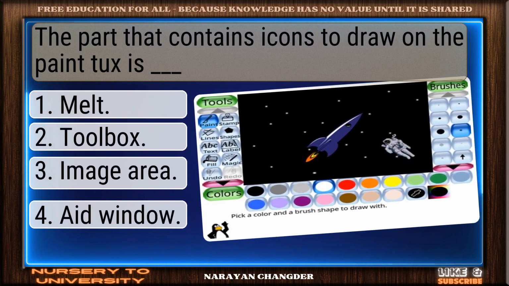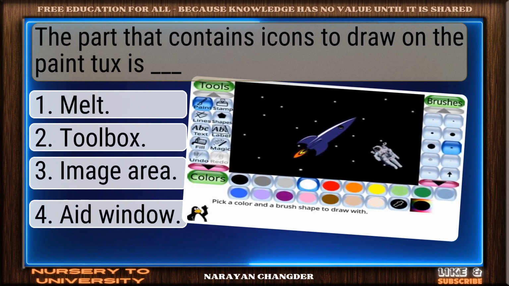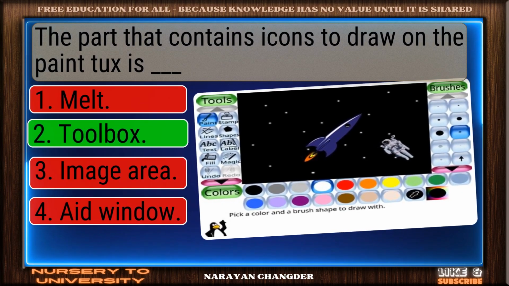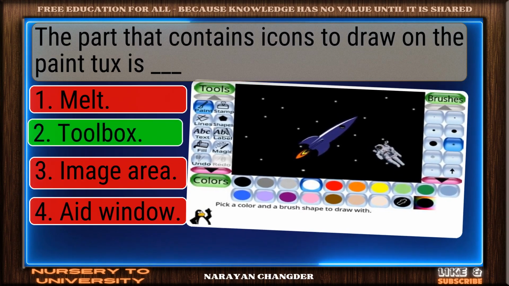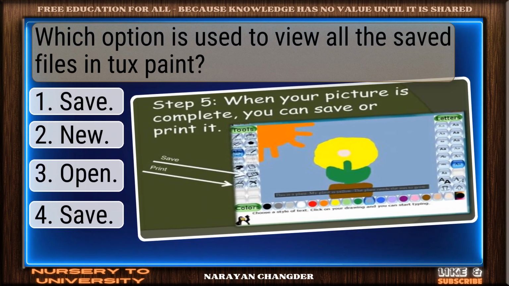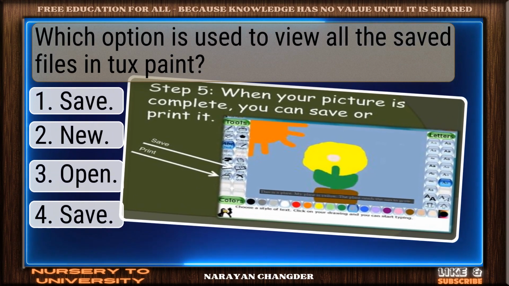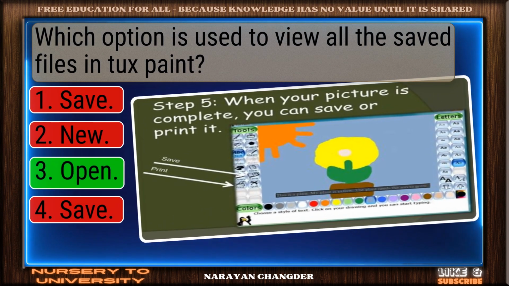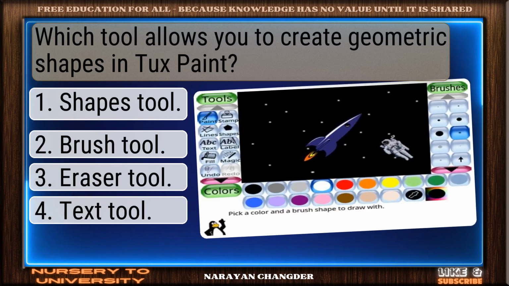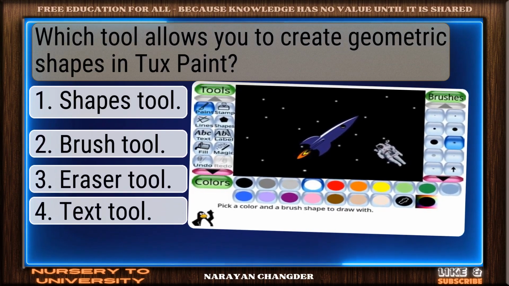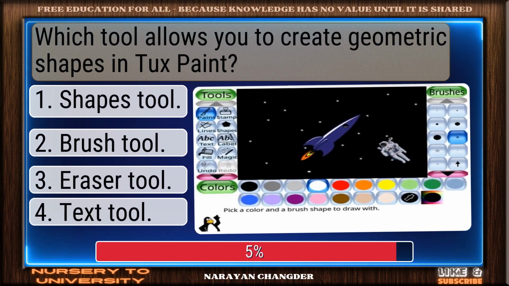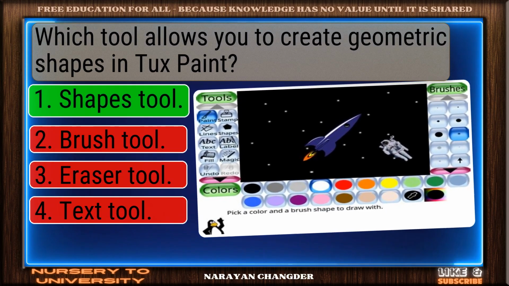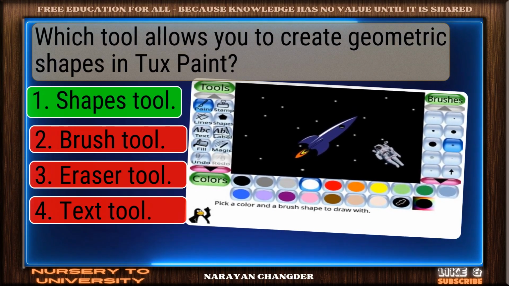The part that contains icons to draw on the Tux Paint is Dash. Good job. Toolbox works well. Which option is used to view all the saved files in TuxPaint? Smart move. Open is accurate answer. Which tool allows you to create geometric shapes in TuxPaint? You're right. Shapes tool is correct.